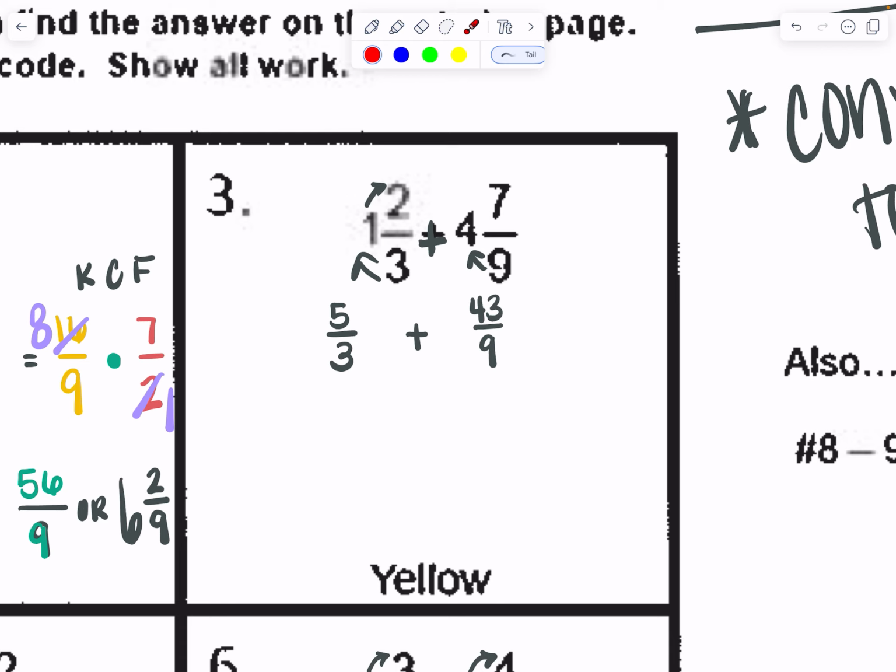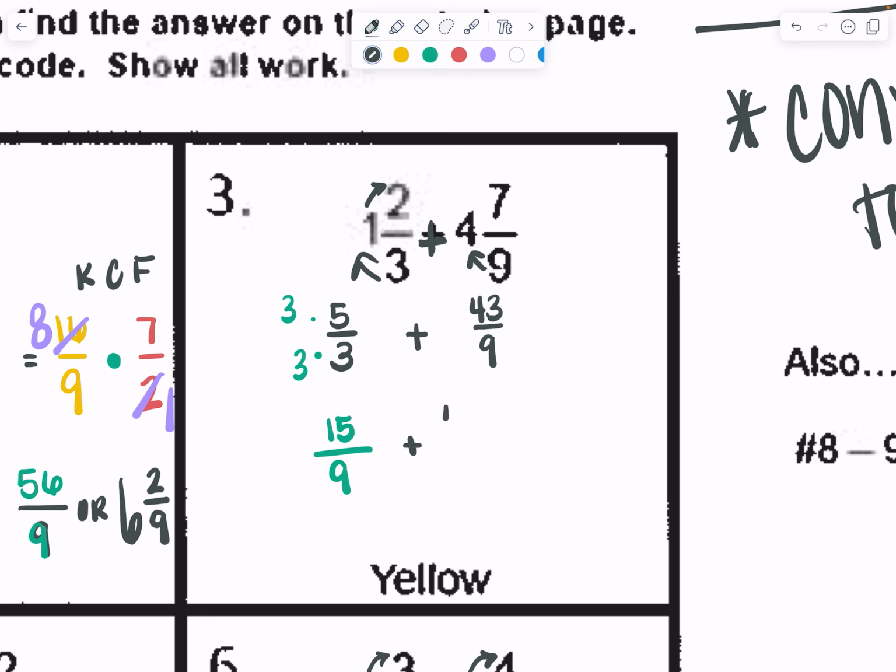I'm looking at my denominators. I have a denominator of 3 and a denominator of 9. Well, to make those denominators match, I can multiply this fraction by 3 on the top and bottom to make it a denominator of 9. So 3 times 5 on top gives me 15. 3 times 3 on the bottom gives me 9.